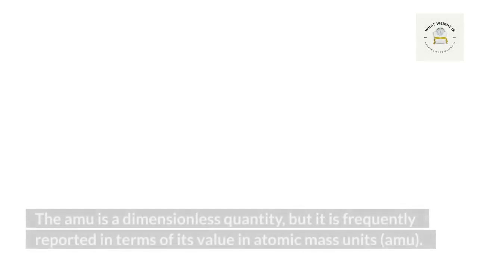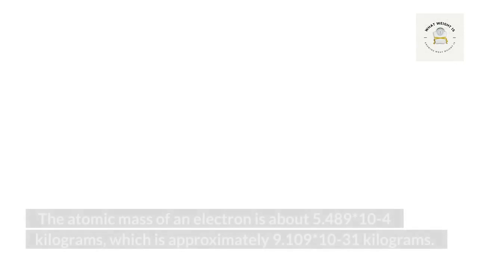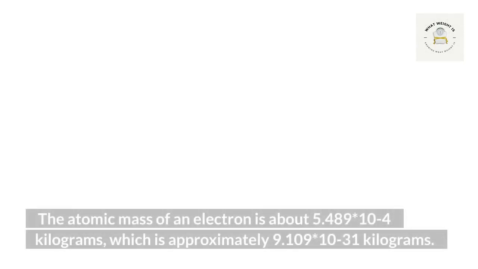The AMU is a dimensionless quantity, but it is frequently reported in terms of its value in atomic mass units, AMU. The atomic mass of an electron is about 5.489 times 10 to the minus 4 atomic mass units, which is approximately 9.109 times 10 to the minus 31 kilograms. What is an electron?